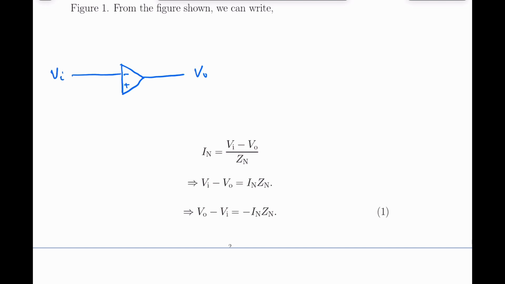Vi. Between the negative input and the output we have an impedance, I call it Zn.